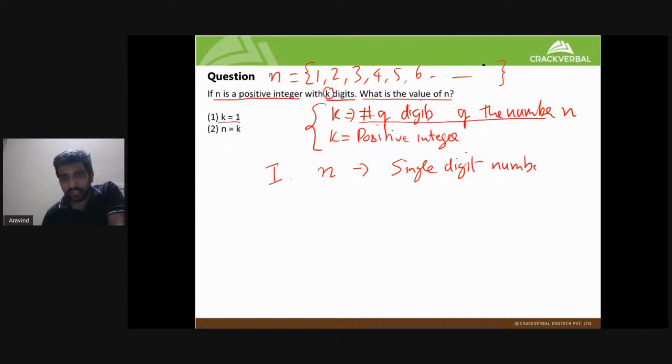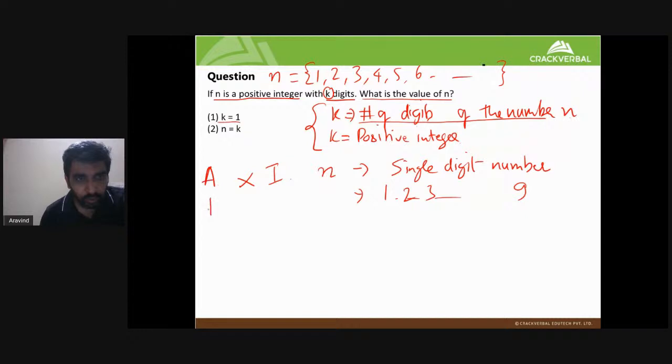Now, knowing that n is a single digit number is not sufficient because we have 9 single digit numbers, 1 to 9. Therefore, we don't have a unique value for n. And as I told you, on data sufficiency, you need to have a unique answer. So the first statement alone is insufficient. Therefore, out of the 5 answer options, we can eliminate option A and answer option D for delta. We are left with B, C, and E.